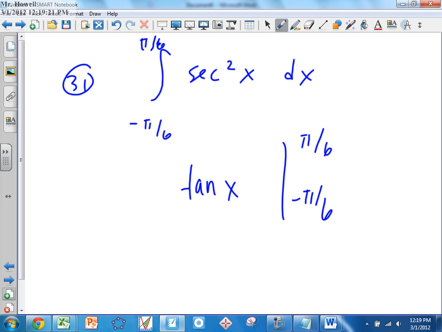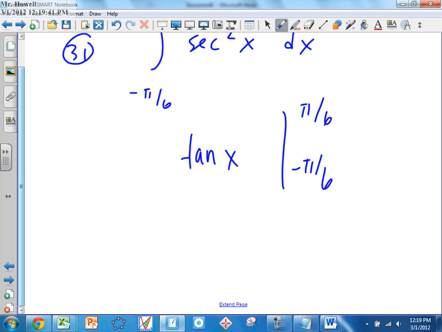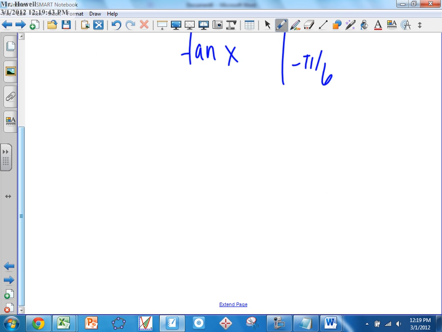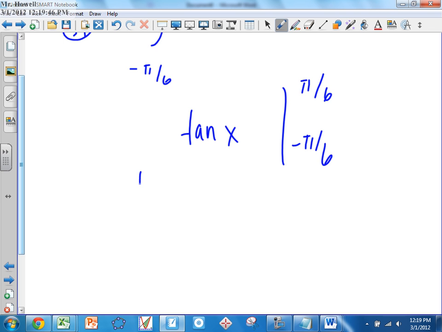So you simply plug in the first one, plug in the second one, subtract the 2. Do you know what tan of pi over 6 is, though? Of course you do. What's pi over 6? What angle? 30. Tangent of 30 is? 1/3. Right, 3 over 3. Again, you got to know these numbers, guys. So here, this is really 30 degrees. So you're doing the tangent of 30 degrees minus the tangent of negative 30 degrees.